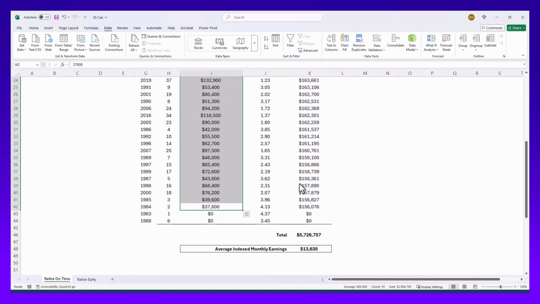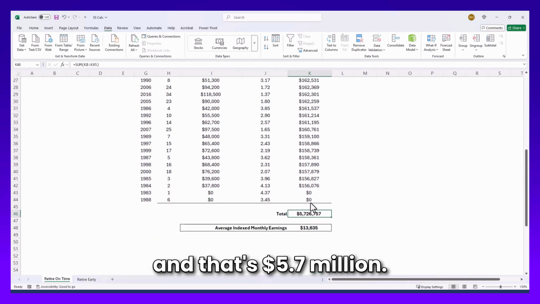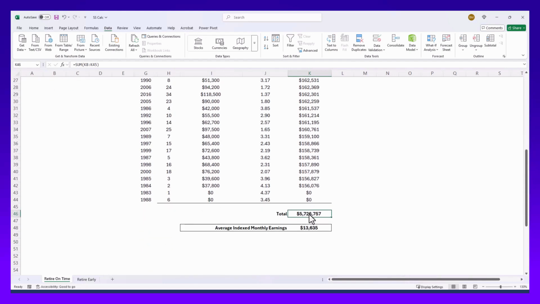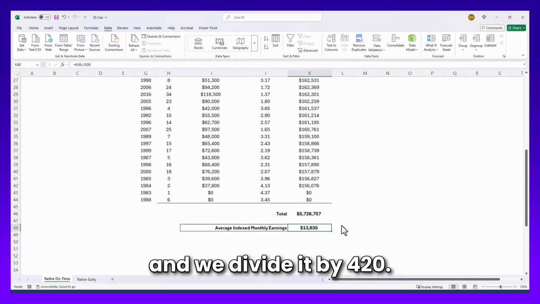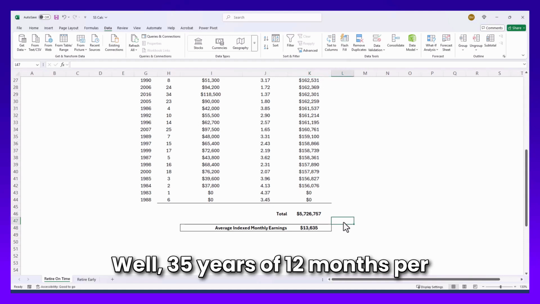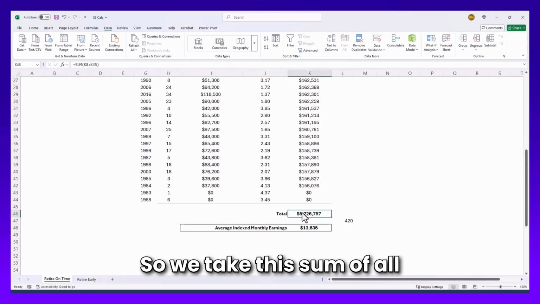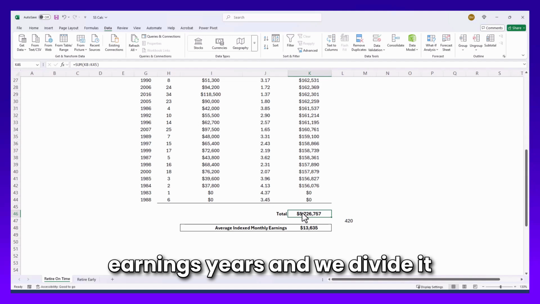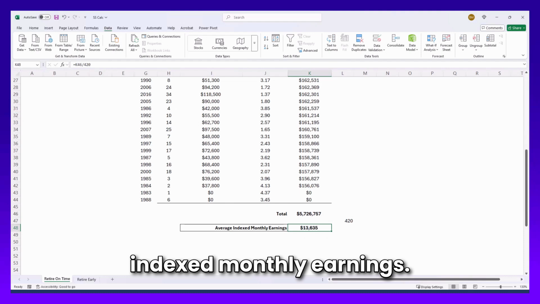35 years of earnings. We sum all of these numbers, all the indexed earnings, and that's $5.7 million. Then we take that $5.7 million and divide it by 420. Why do we divide it by 420? Well, 35 years of 12 months per year is equal to 420 months. We want a monthly number. So we take the sum of those 35 highest indexed earnings years and divide it by 420 to get the average index monthly earnings.